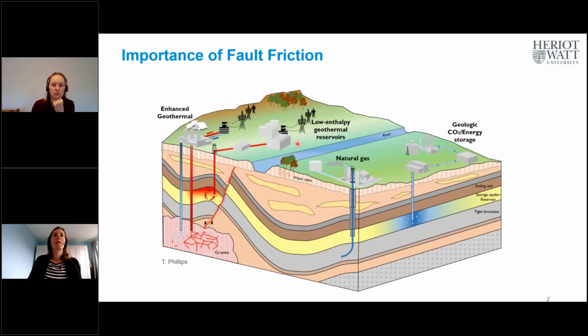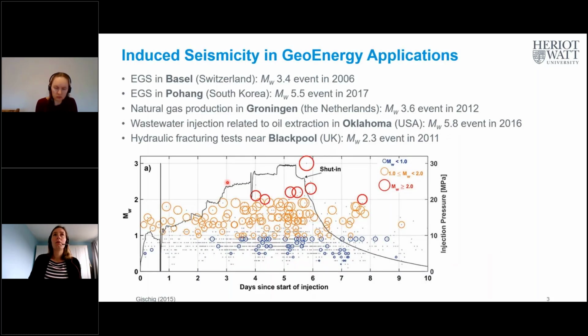Well, to understand that, let's have a look at this diagram. This diagram shows a variety of geoenergy operations, such as geological CO2 or energy storage, natural gas extraction, and the most important one for everybody attending this talk, of course, enhanced geothermal systems. All these subsurface energy systems affect the state of stress of the subsurface. And when there are faults present in the subsurface, then they can be reactivated due to this change in the state of stress. If there is a reactivation of faults, the movement along the faults can result in earthquakes or induced seismicity.